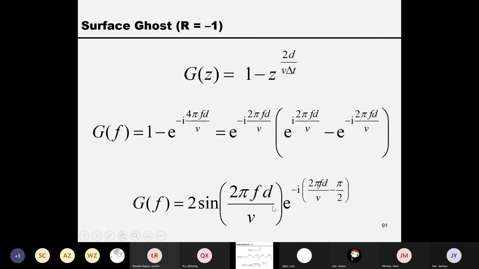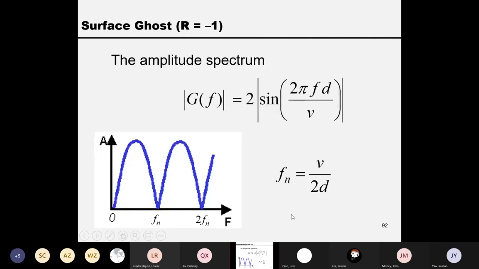But here, this one is not purely amplitude, not a purely positive amplitude, which means modulus. Modulus means squared real part plus squared imaginary part and the square root. That must be a non-negative value, right? But the sine here can have negative values. So basically for amplitude, you have the absolute value of sine, yeah? So this is the amplitude spectrum.